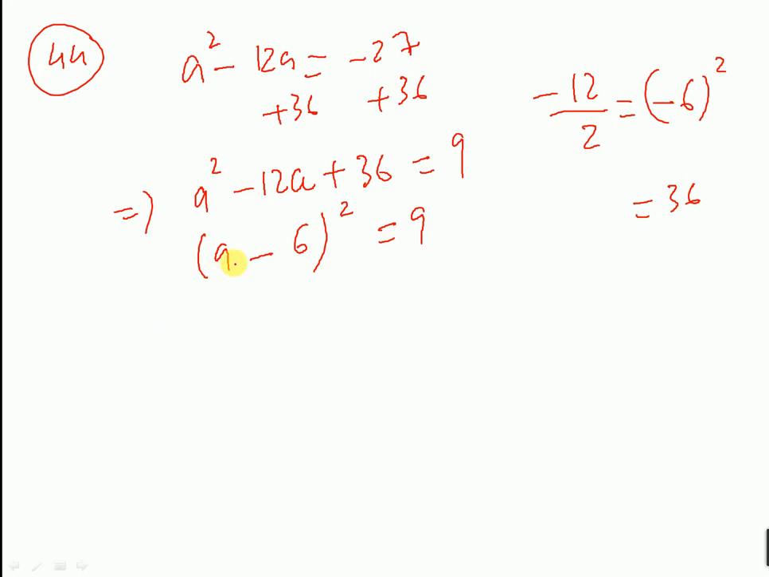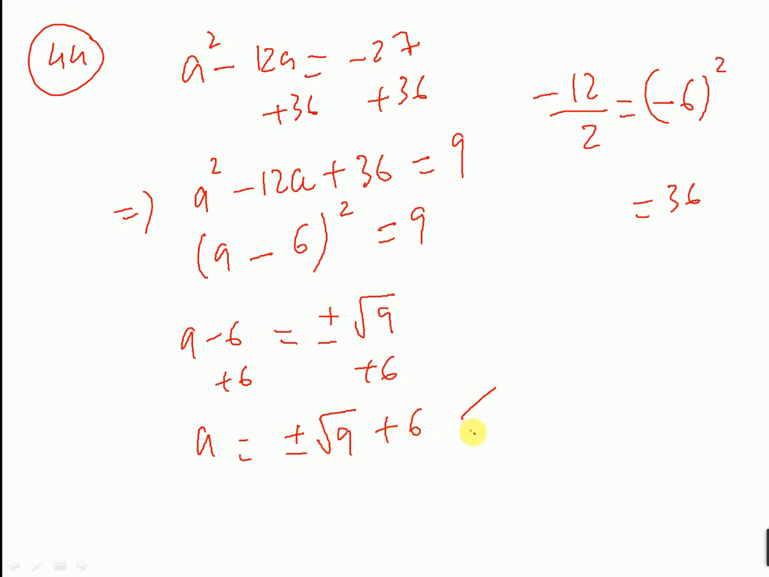You can solve for this by taking the radical. So a minus 6 equals plus or minus radical of 9. Now plus 6 on both sides. I have a equals plus or minus radical 9 plus 6. So there are two solutions. Plus radical 9, which is 3, 3 plus 6 is 9. Minus radical 9, which is minus 3, plus 6, that's 3. So that's 9 and 3, or B.